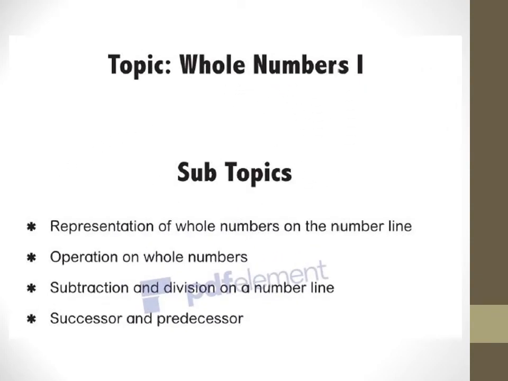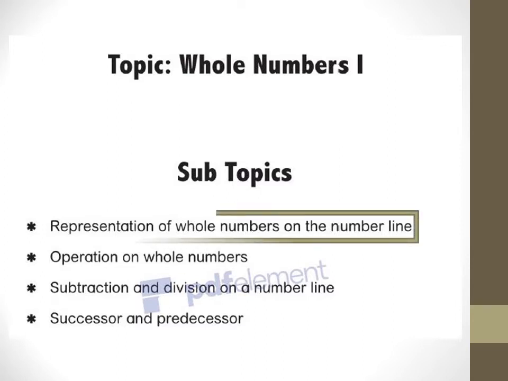So these are the subtopics of this chapter. The chapter name is whole numbers 1. The next chapter's name is whole numbers 2. So this is the first chapter on whole numbers 1, and the subtopics are representation of whole numbers on a number line, operation on whole numbers, subtraction and division on a number line, and at last we are going to discuss successor and predecessor. Now today our topic of discussion is representation of whole numbers on a number line.